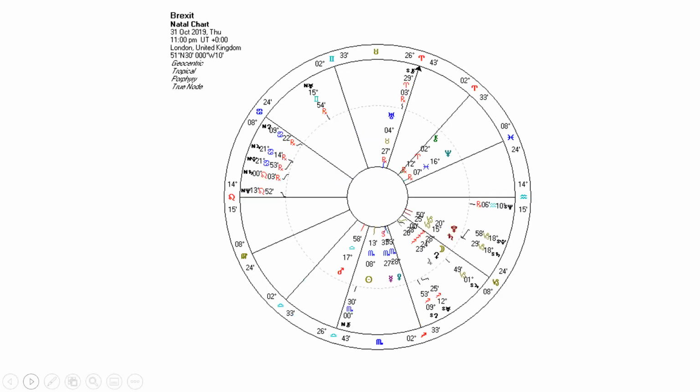Here's the Brexit chart. We have Mars in Libra on this. This is October 31st, 2019 at 11 p.m. is when they are scheduled for England leaving the EU. Whether it occurs or not, still up in the air.